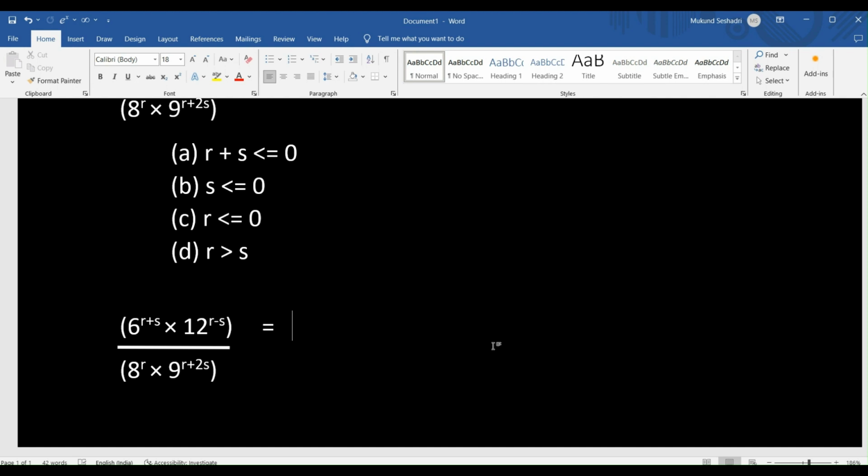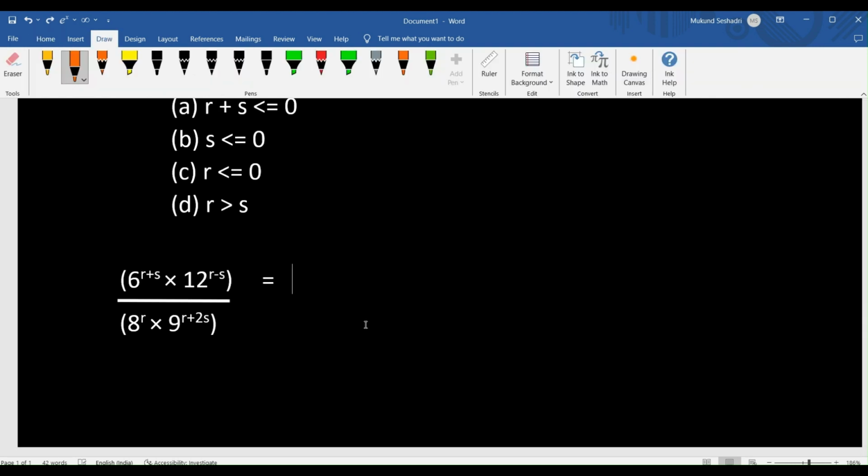We notice that 6, 12, 8, 9 are all integers, and we've been asked to find this whole number, which is 6 to the power r plus 2s into 12 to the power r minus s divided by 8 to the power r into 9 to the power r plus 2s. When does that become an integer? That's what we've been asked to find. So let's rewrite this equation. We've been asked under what conditions it becomes an integer, and to pick one of the four answers, right?